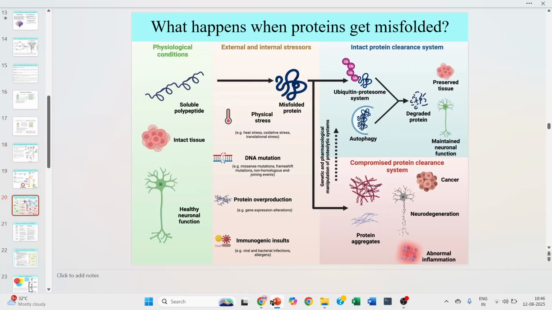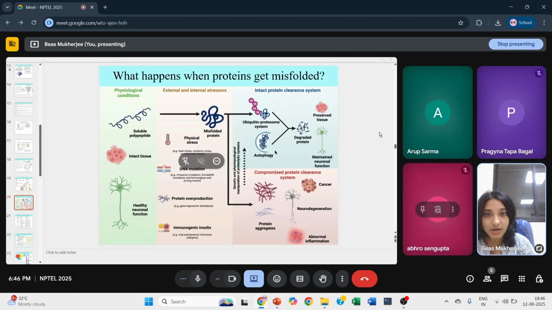Right? So now, this quality check of the protein is very, very important. Otherwise, these misfolded proteins can cause different kinds of diseases such as cancer, neurodegeneration, abnormal inflammation, etc. So to ensure that these misfolded proteins are handled, when can they be formed?